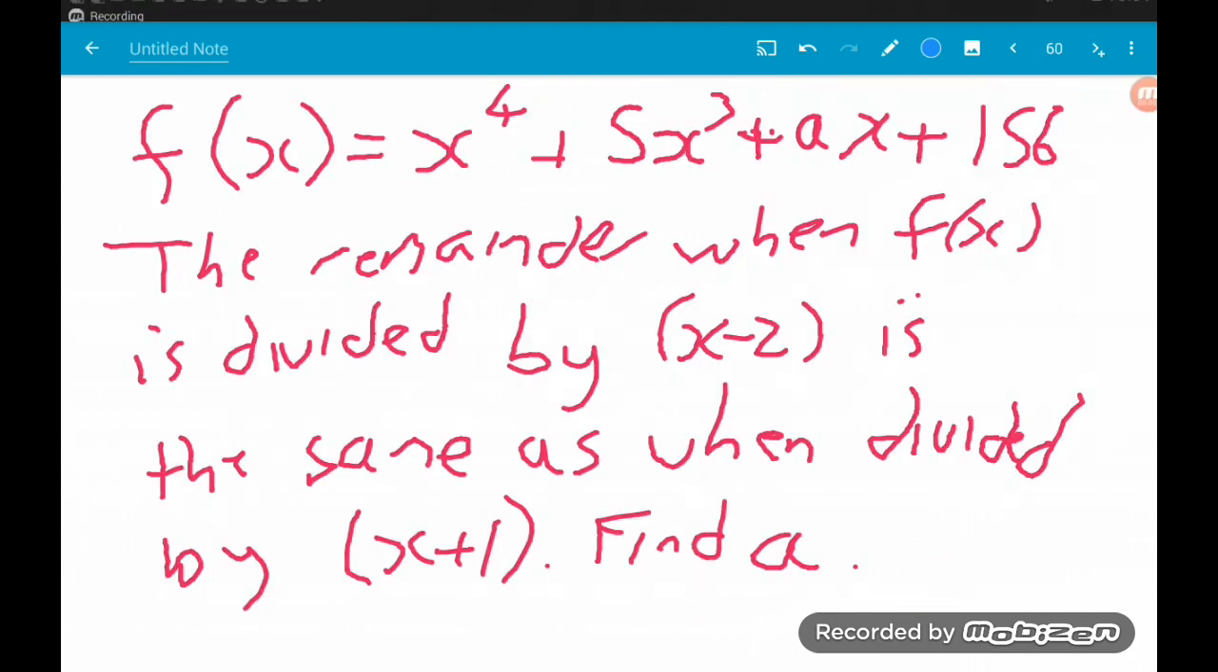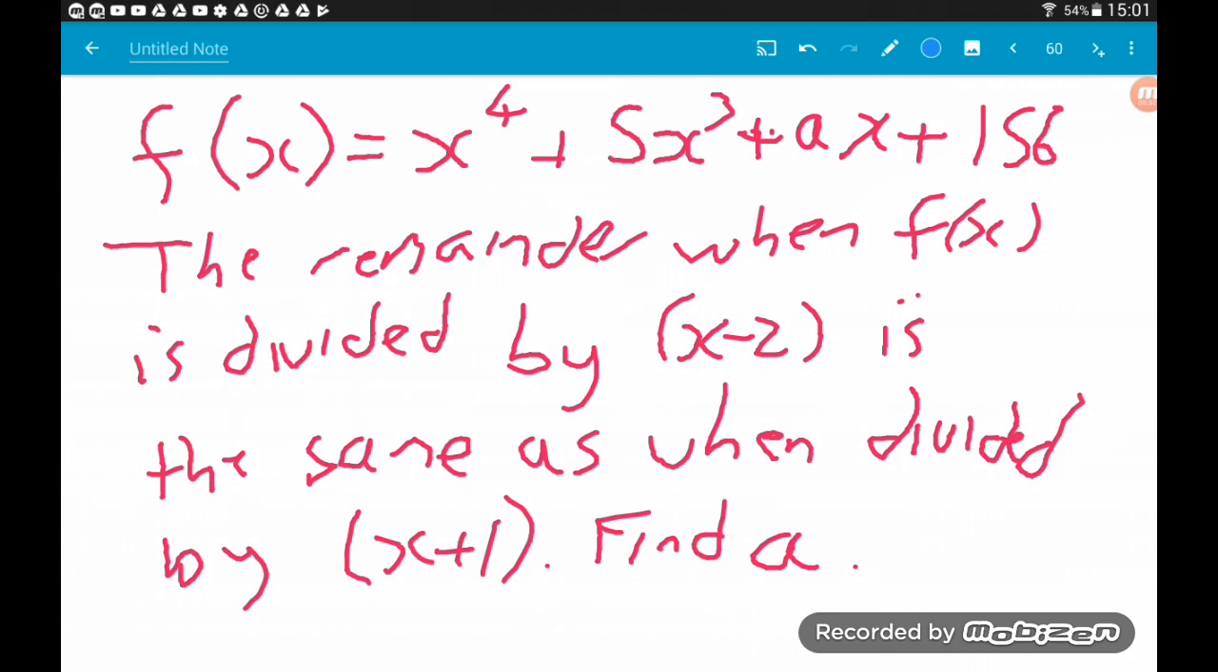Okay, final example for this video. So, quite a big one, very wordy one, very problem solving. So, f of x is x to the power of 4 plus 5x cubed plus ax plus 156. The remainder, when f of x is divided by x minus 2, is equal to the remainder when f of x is divided by x plus 1. So, we want to find here the value of a.